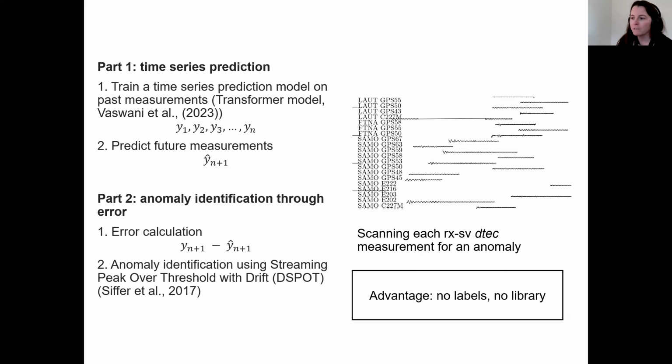What we're essentially saying is, you can see here the receivers and our different satellite names. These are different TEC measurements. And we're saying let's scan each one for an anomaly.